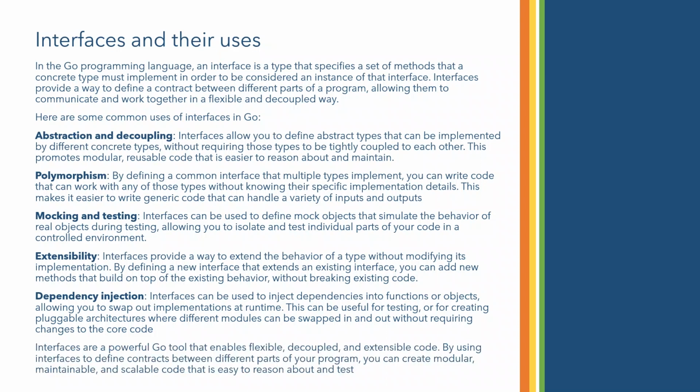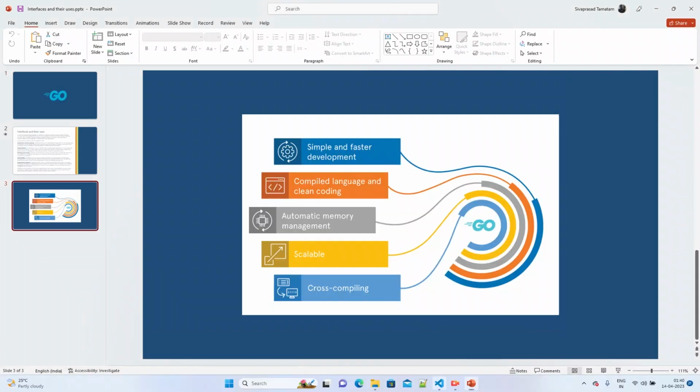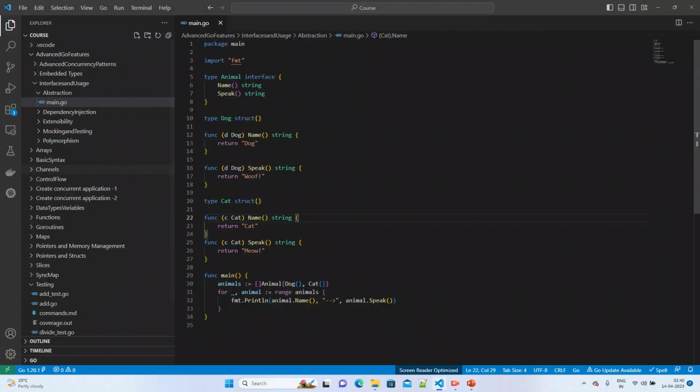So interfaces are a powerful Go tool that enables flexible, decoupled and extensible code. By using interfaces to define contracts between different parts of your program, you can create modular, maintainable and scalable code that is easy to reason about and test. Let us talk about the programming part.